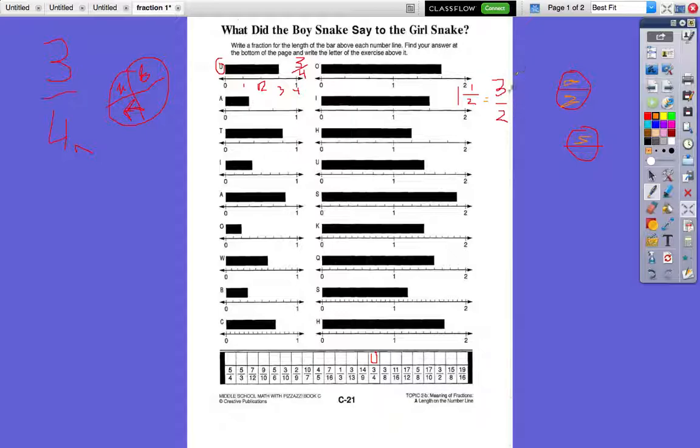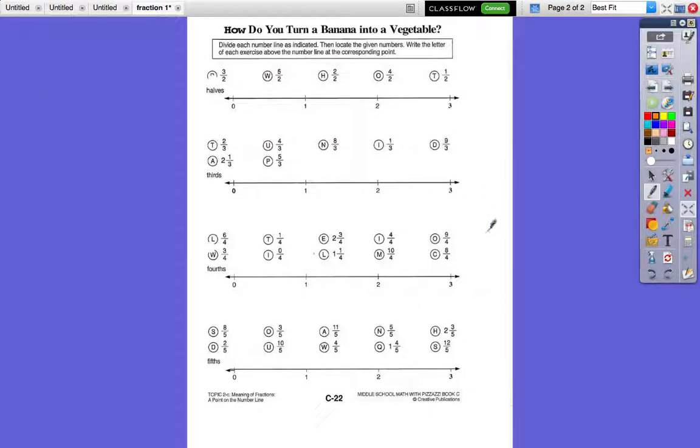All right, let's look down here for 3/2. 3/2. Oh, there it is. That is I. Okay, so you can do the rest. Again, count how many you have, and that's what the fraction denominator is going to be, the bottom, and then how many of those is marked. Okay, now let's move down just a little bit to the next one, and we'll look at this.